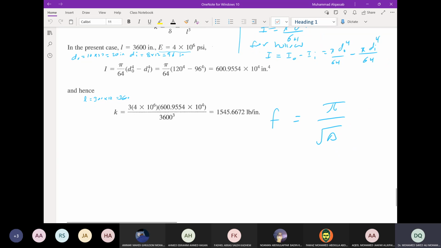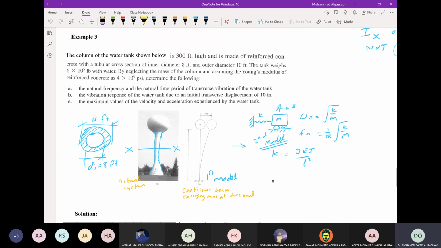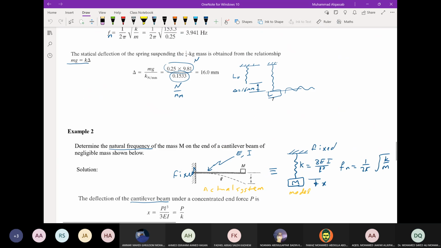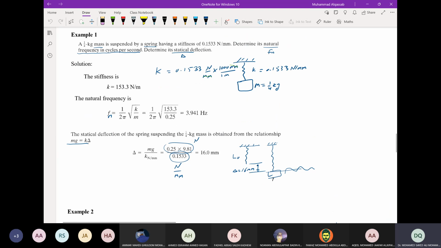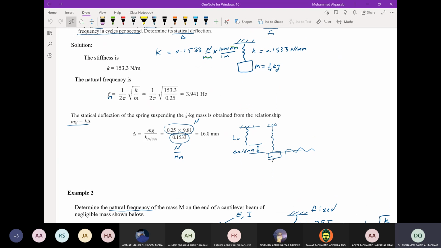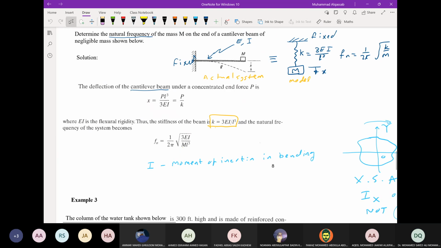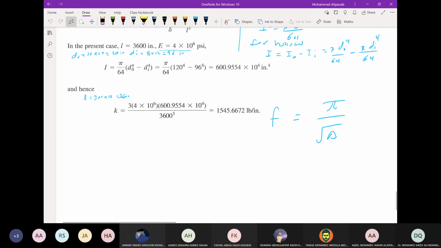Before the end, one of your classmates said that f equal to pi over square root of delta will give us the correct answer, and I didn't see that it is working. We can apply this to example number 1. You will not get the answer. You can try. You will not get f equal to 3.941. I don't know where this is coming from.